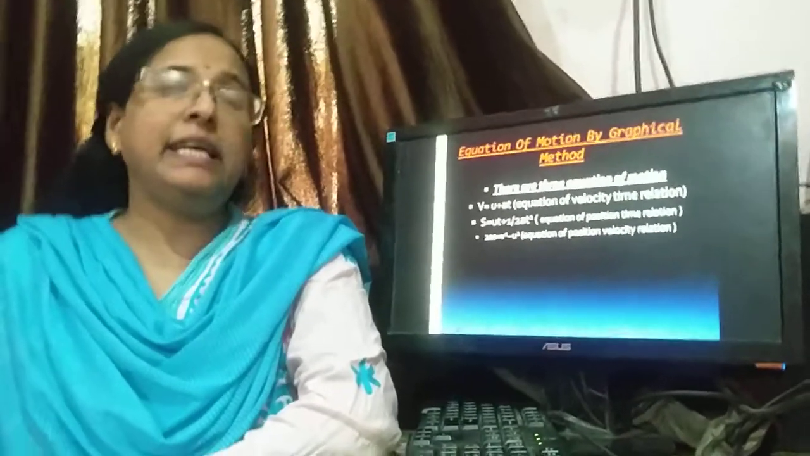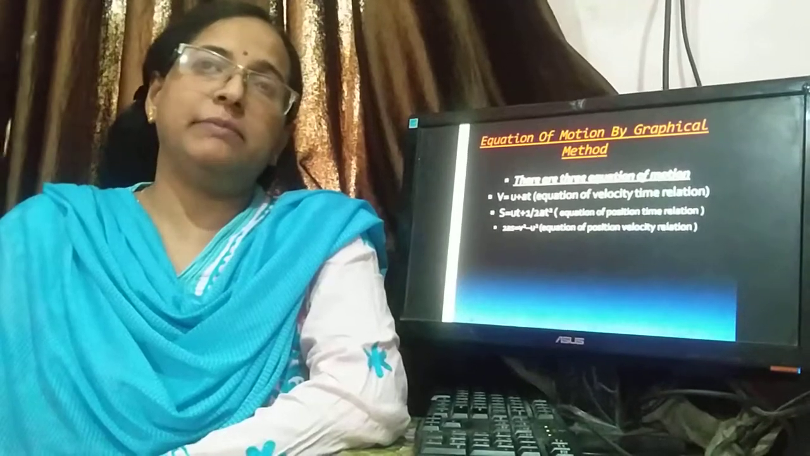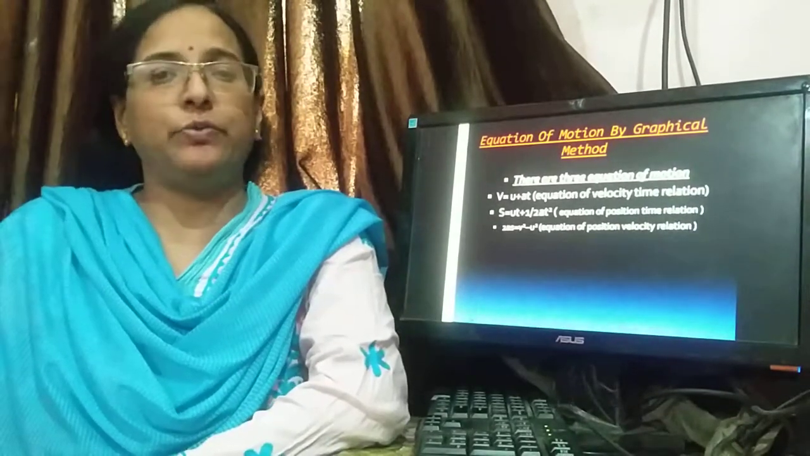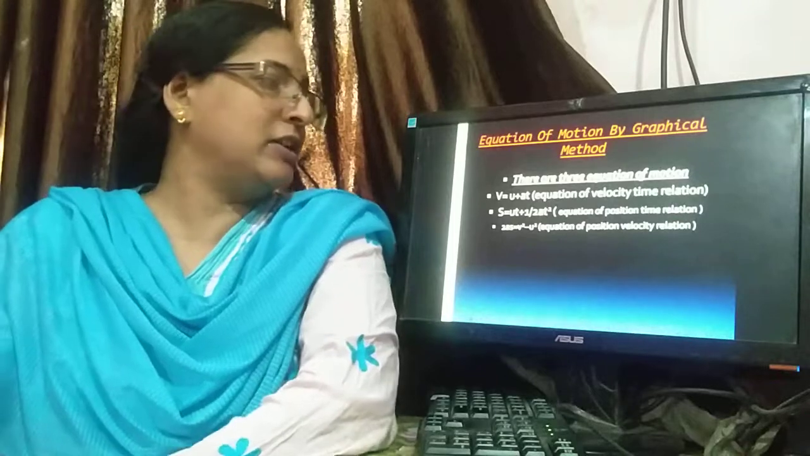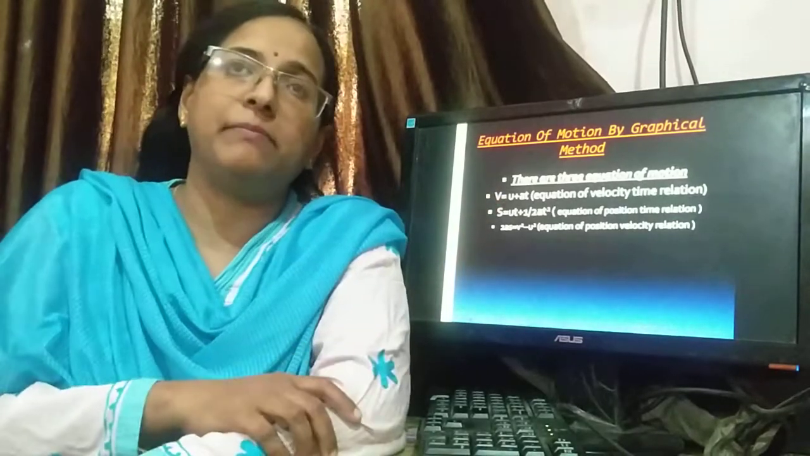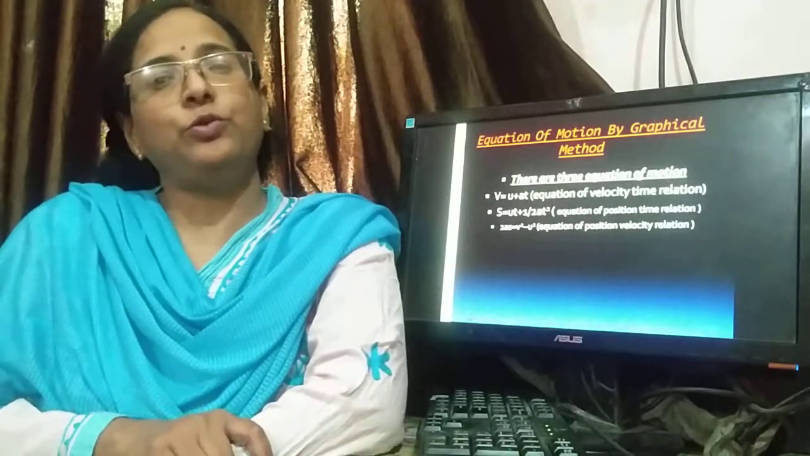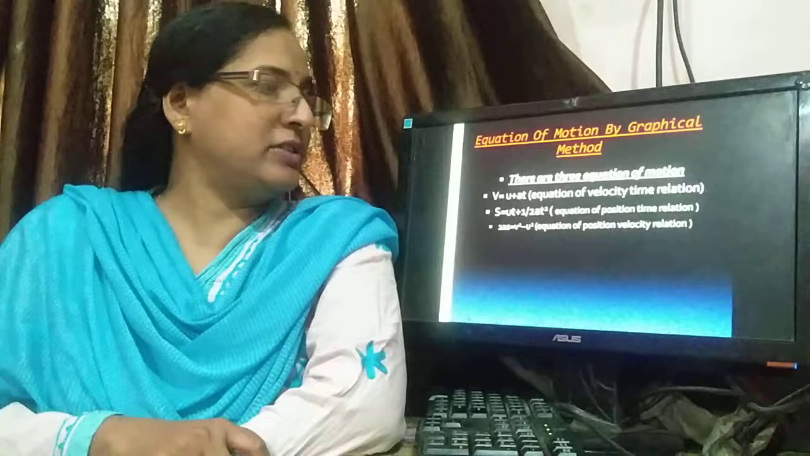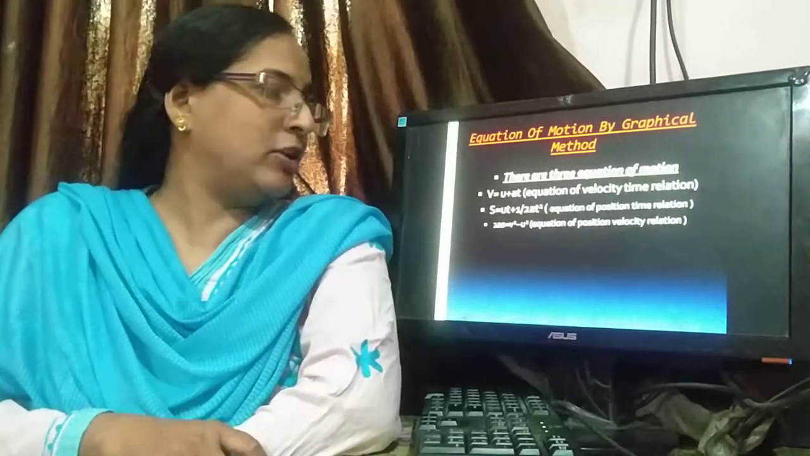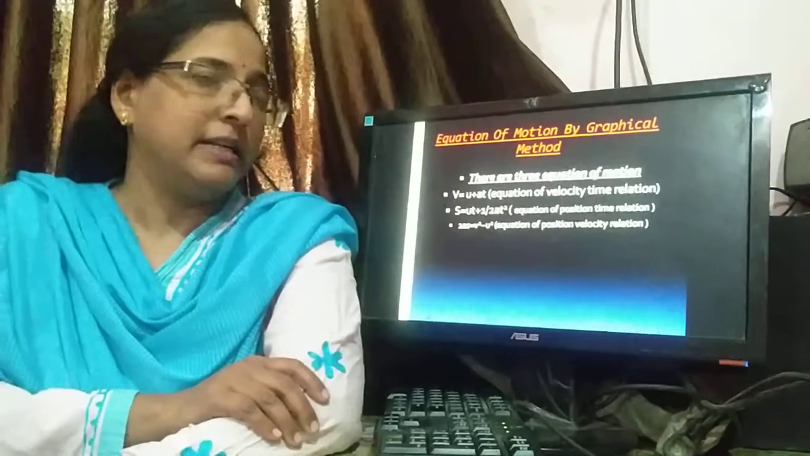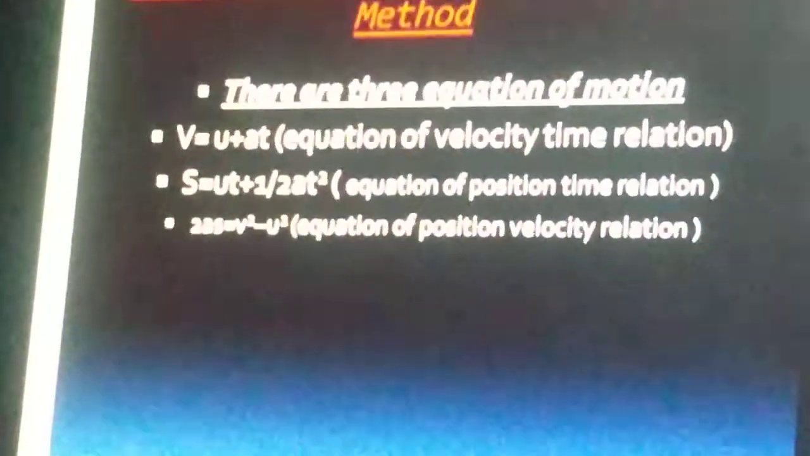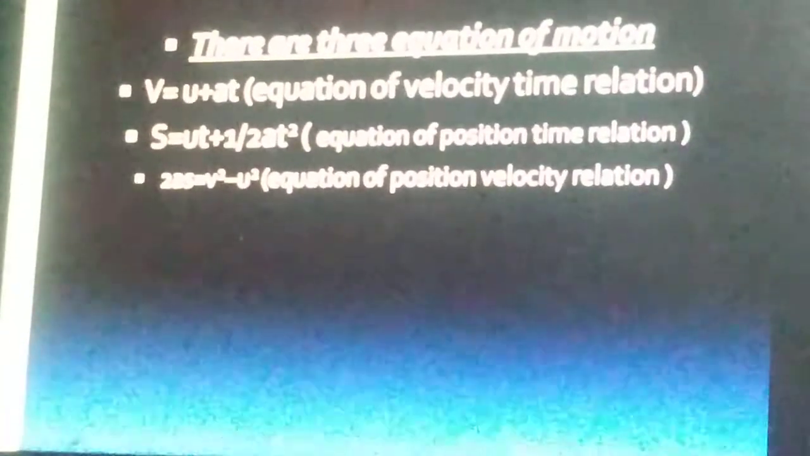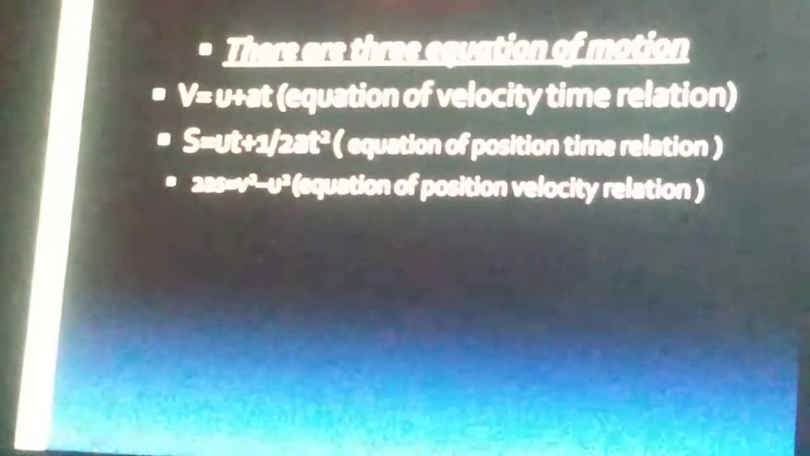We know that there are three equations of motion, which are named as first equation, second equation and third equation. Now, the first equation is also known as velocity time relation because it contains velocity as well as time, which is given by v is equal to u plus at. The second equation is known as the position time relation because it contains the position as well as time. It is given by s is equal to ut plus half at square. The third equation is known as the position velocity relation. It is given by 2as is equal to v square minus u square.